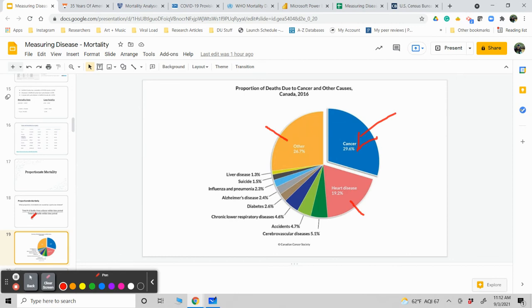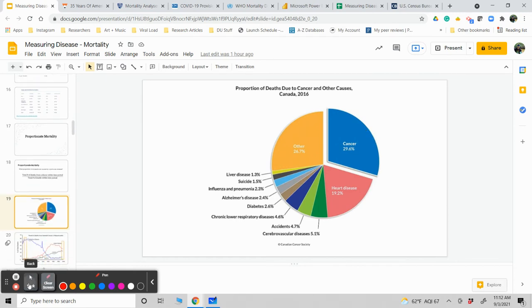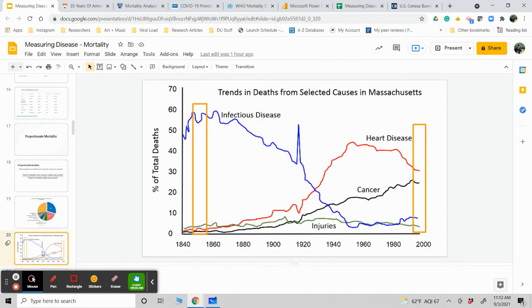So this gives us an understanding of what's going on in a particular community. What types of diseases are impacting that community more than others? Again, this allows us to make comparisons over time, comparisons across countries. In this case, we're looking at basically causes of deaths.